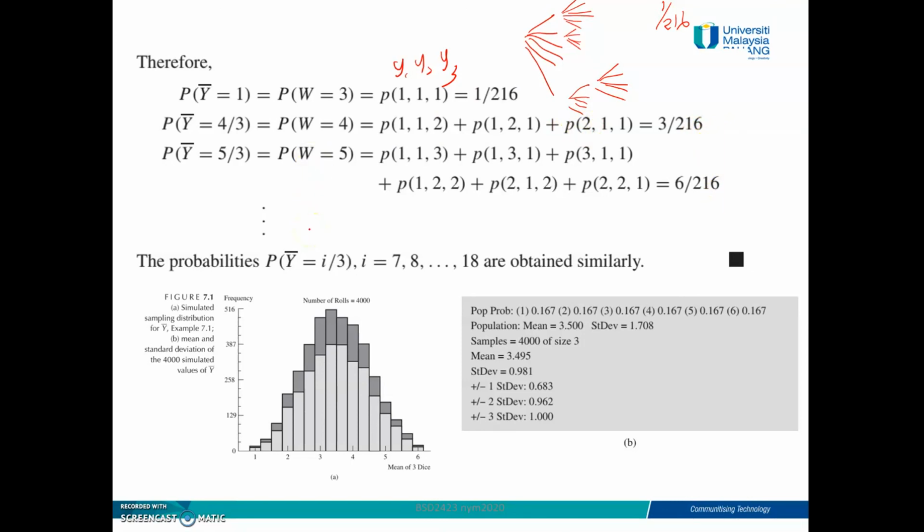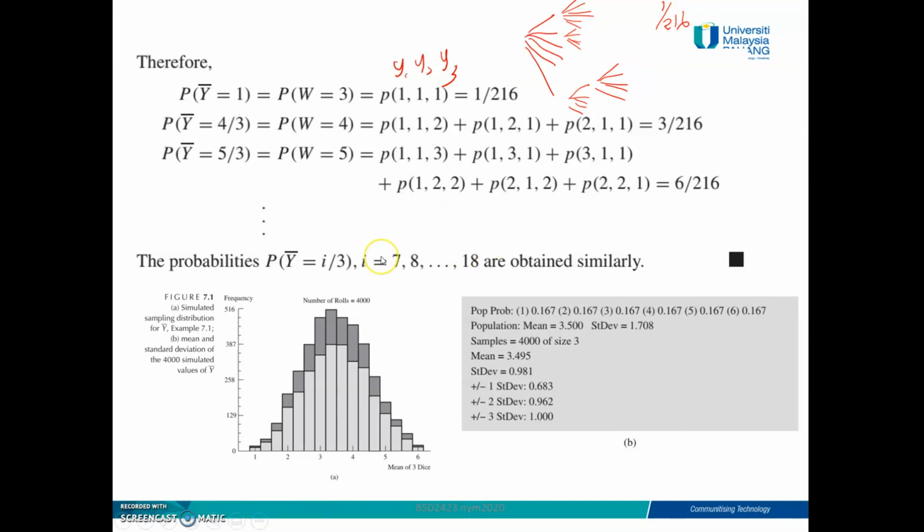So the probabilities for y bar equal to i over 3, where i is from 7, 8 until 18, are obtained similarly. Here you can see from the figure. Actually, this can be done using the applet tool.